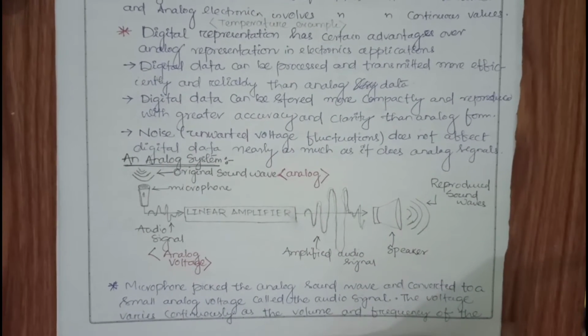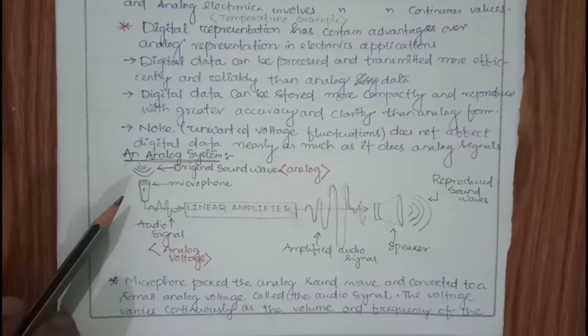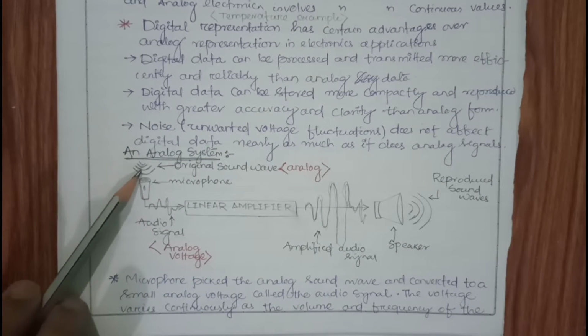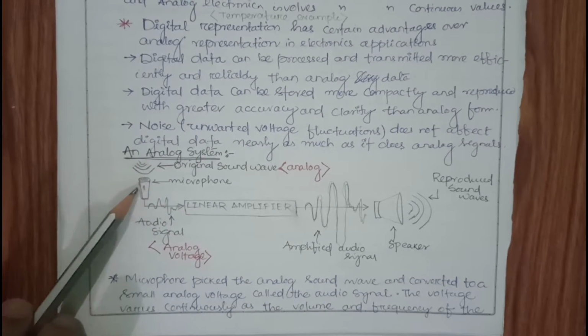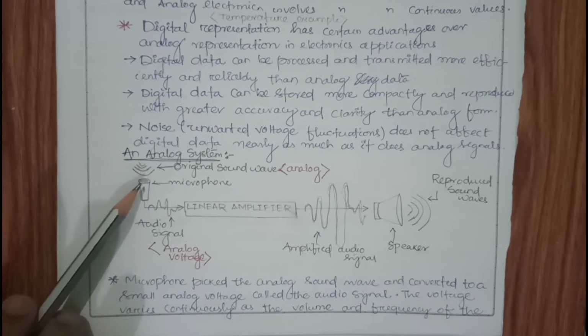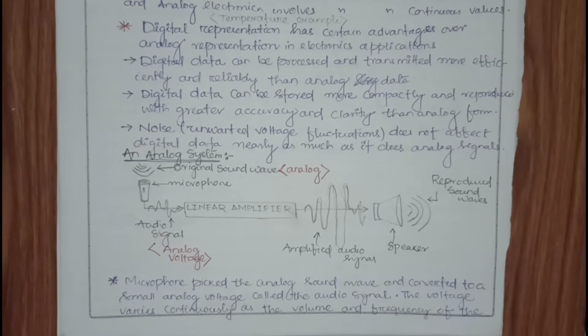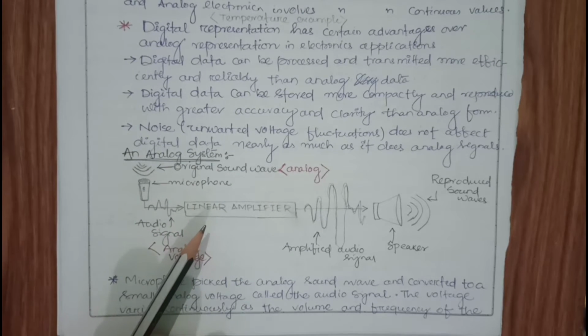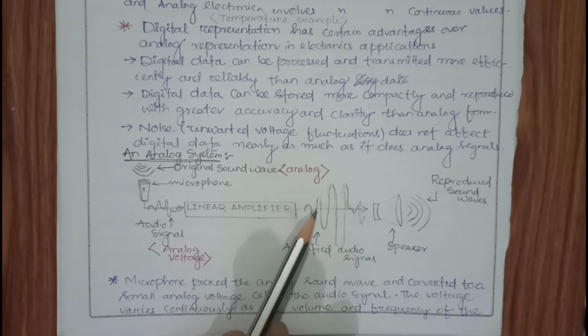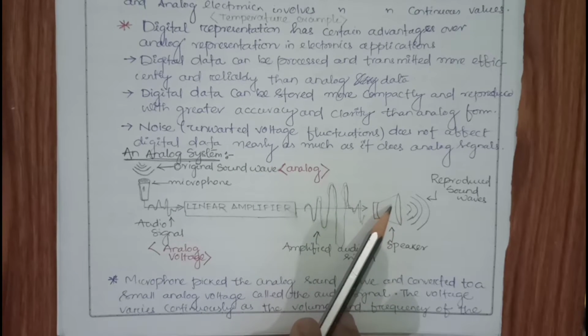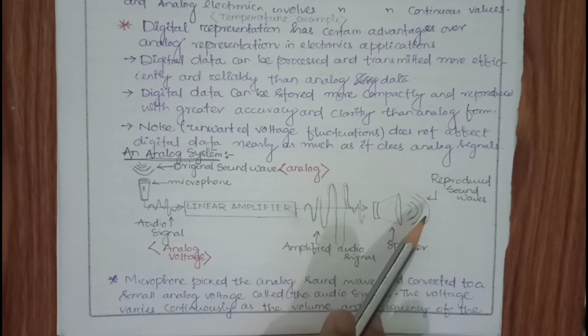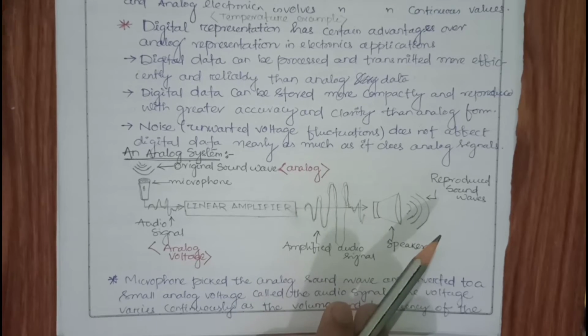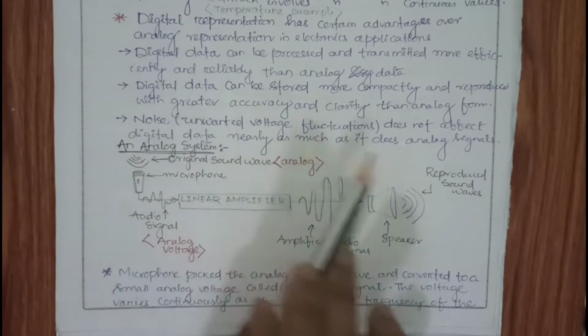Now let's see one example of an analog signal. I gave this example: a singer is singing, and this microphone is a transducer which converts the sound wave into an electrical waveform. Then this electrical waveform is applied to a linear amplifier. This amplifier will amplify the signal, and that is applied to a loudspeaker that gives us a loud voice. So this is a system that is called an analog system.